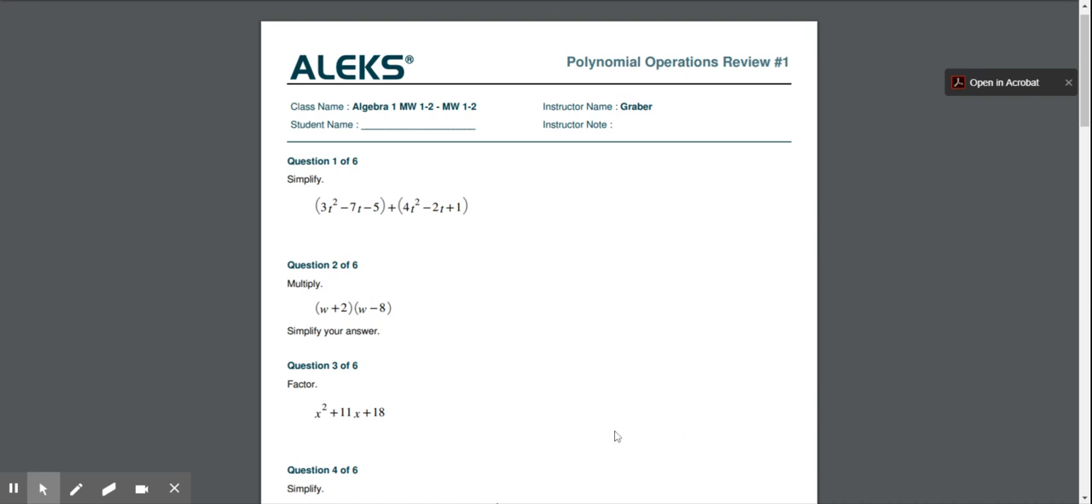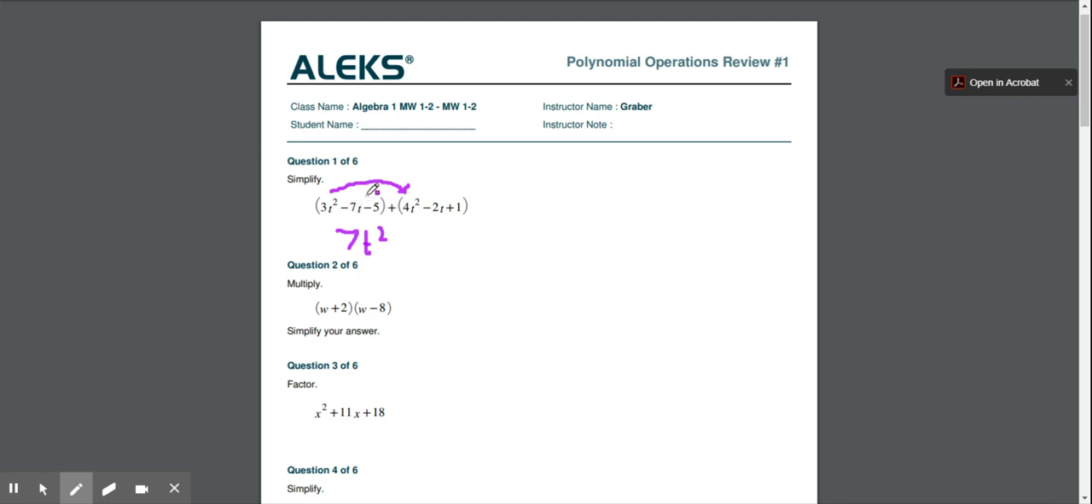This video is reviewing polynomial operations. So looking at this first problem here, we're adding these two polynomials. When you're adding polynomials, you're just combining your like terms. So we'll look at combining the t squared with the t squared. So it'll be 3t squared plus 4t squared, which is 7t squared.